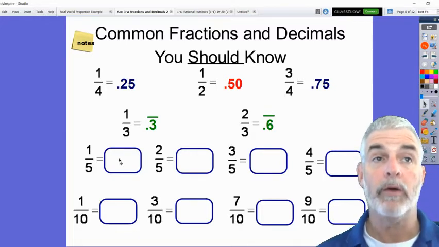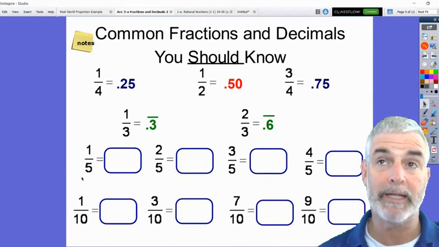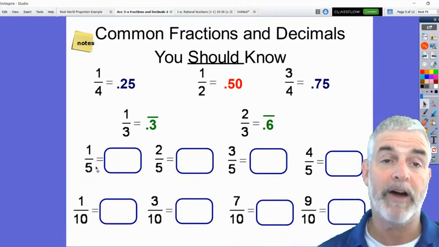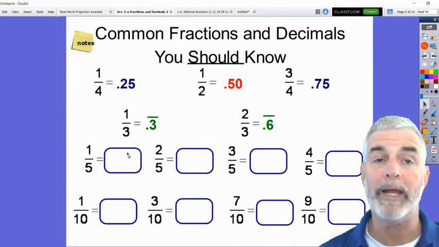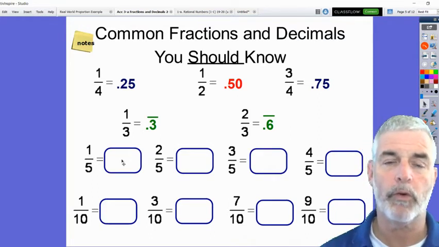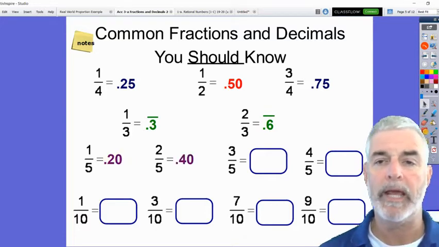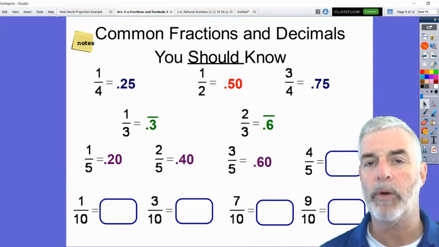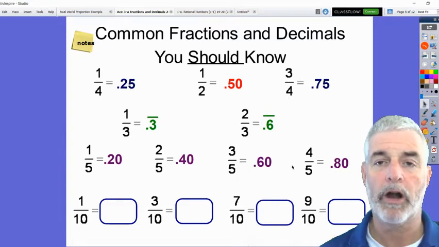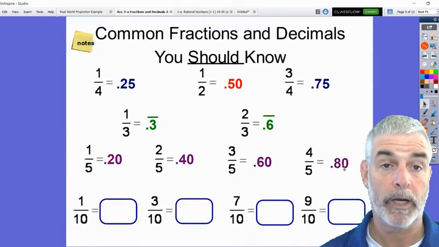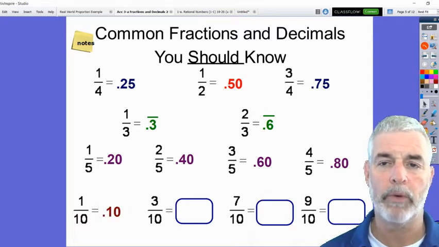Fifths, okay, well, this is one that multiplies out to 100 to get a decimal easily, right? That 5 times 20 is 100. So if you multiply the top by 20, that gives you the hundredths, right? So 1/5 is 0.20, 20 hundredths. And each fifth is then adding 0.2. So it's 0.2, 0.4, 0.6, 0.8. Those are fifths, okay? And then tenths, well, 1/10 as a decimal is 0.1.